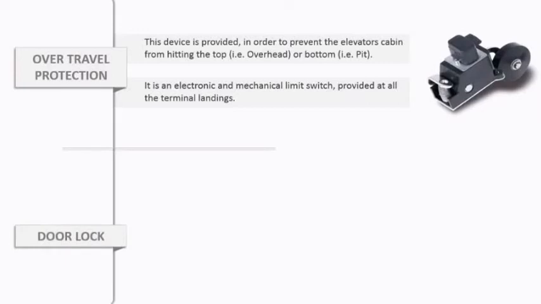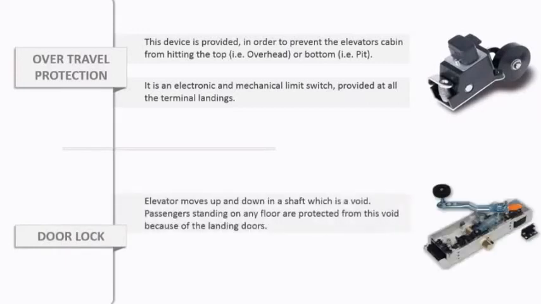Then there is the door lock. As we know, an elevator basically moves in a void shaft. The passengers standing at the landing floors are protected by these doors only. So the landings are provided with mechanical and electrical safety, that is the door lock.